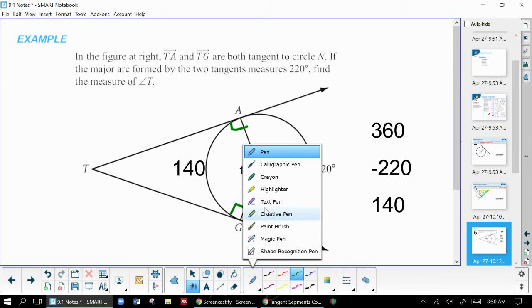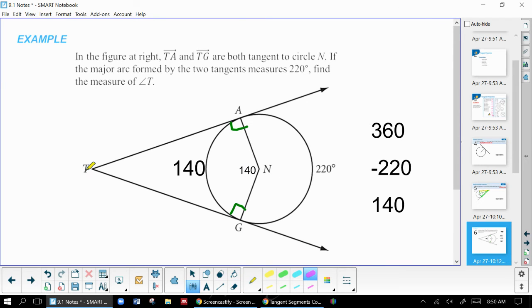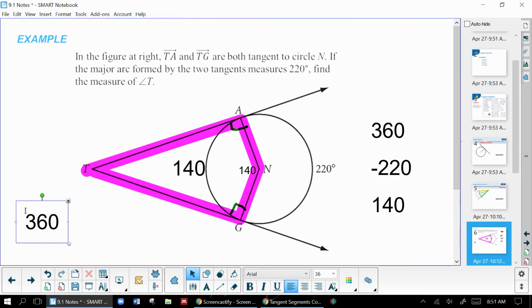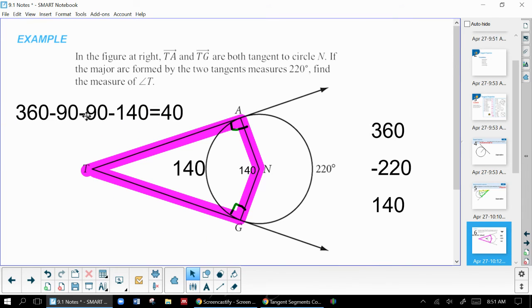And if I'm looking at this picture here, I can also see I've got a kite. And I know any four-sided shape, kites included, have four angles that add up to 360 as well. So I can take 360 minus 90, and minus 140, and whatever that is, in this case it's 40 degrees, is the measure of angle T. So T is 40 degrees here.